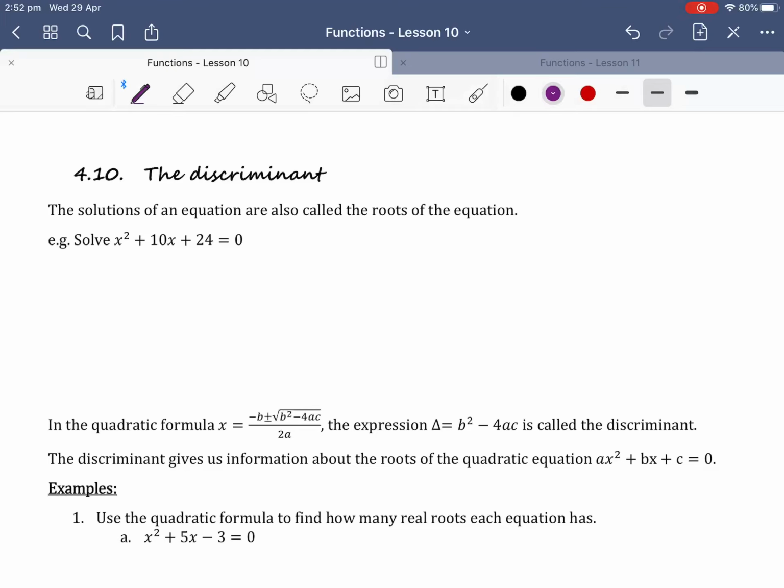Today we're continuing on with the topic of functions and we're learning about the discriminant. The solutions of an equation are also called the roots of an equation. So let's solve x squared plus 10x plus 24 equals 0.